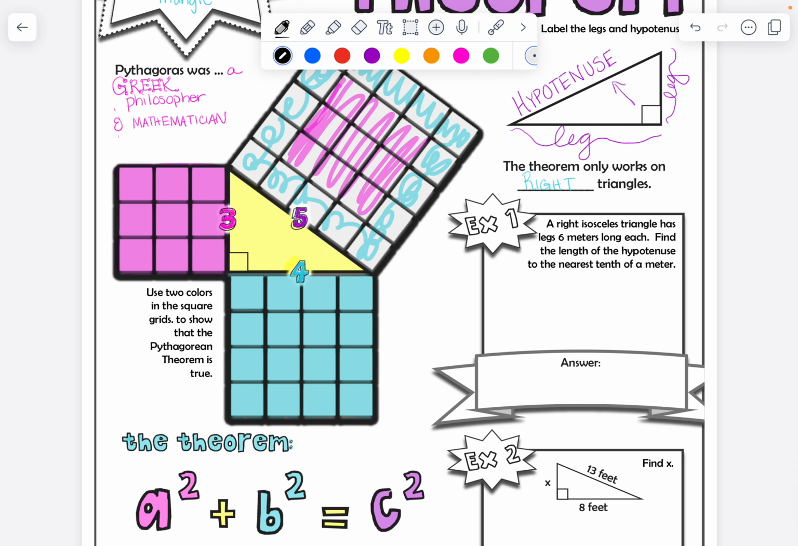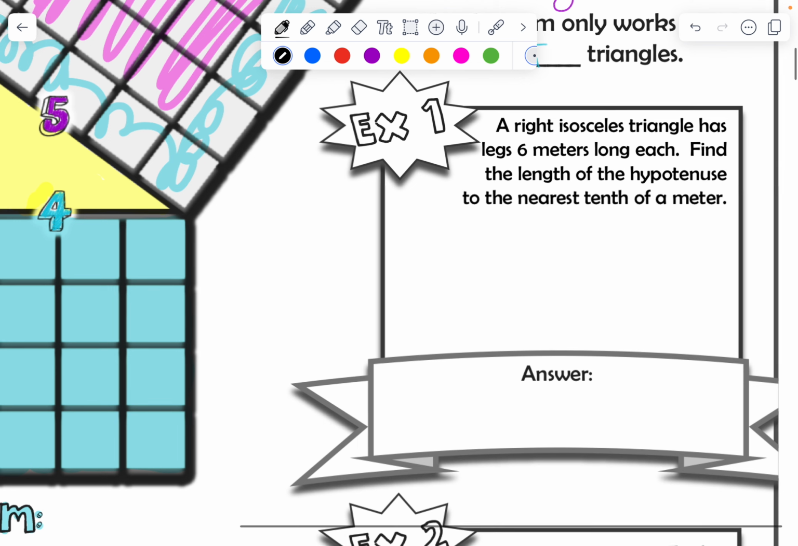So in our Pythagorean theorem, we always start by writing it out. A squared plus b squared equals c squared. A and b are the legs. C is always going to be the hypotenuse. So this is telling us our legs are both 6 meters long, and we're trying to find the hypotenuse. So I would write something like that.